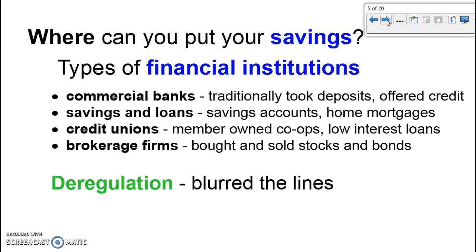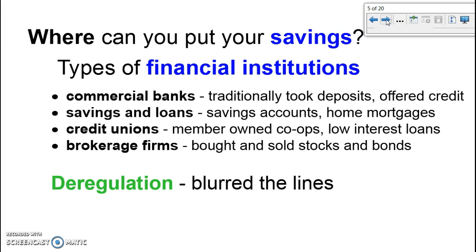Brokerage firms don't really exactly fit here, but I wanted to address them here. We'll come back to them more in the investment section. Traditionally, brokerage firms bought and sold stocks and bonds. They were not involved in banking. But with deregulation in the 1980s, it really blurred the lines between a lot of these different types of financial institutions. Commercial banks were able to take on some more of the roles of brokerage firms, and brokerage firms were allowed to take on having accounts. So you can have like a Schwab checking account, which wouldn't have existed before that.